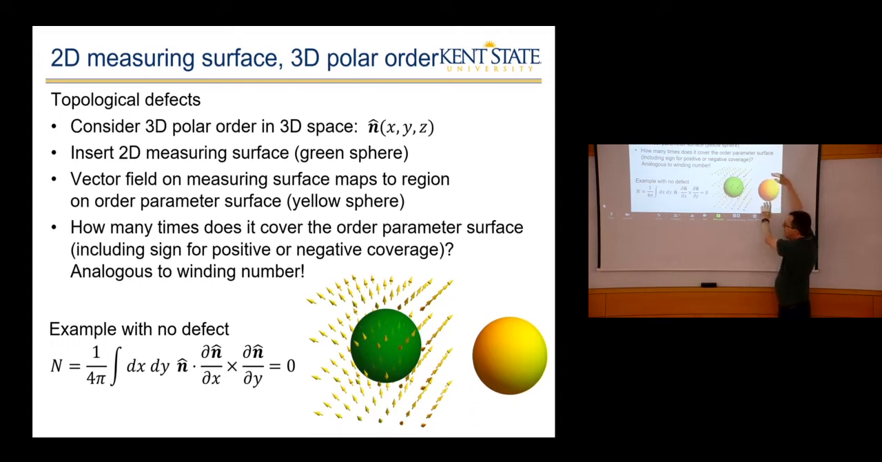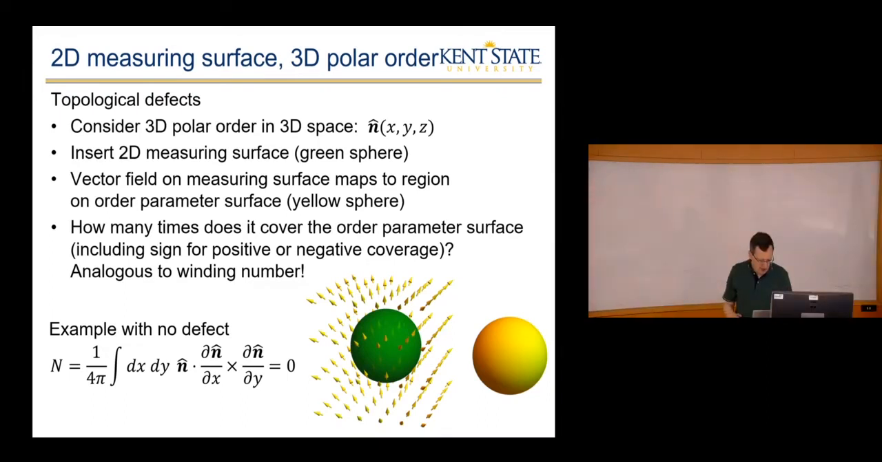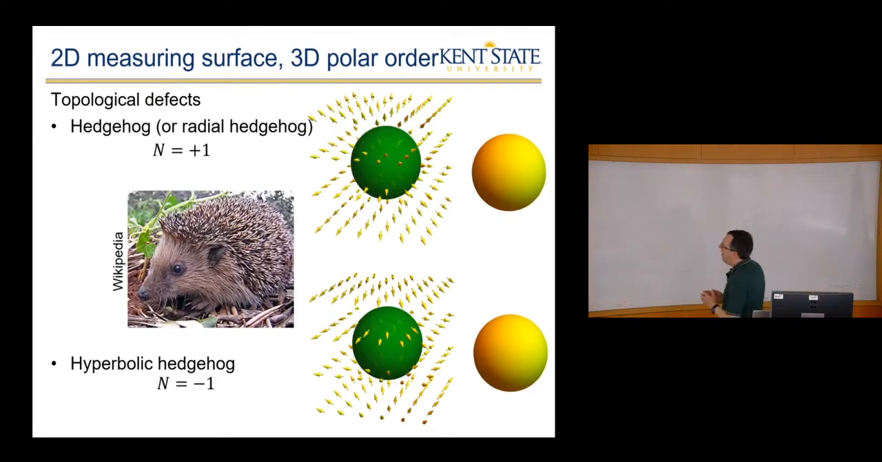But it doesn't have to transform into zero. It could transform into something that integrates to a total solid angle of any multiple of 4π, 4π being the integrated solid angle. Okay. Here are a couple of non-trivial examples.